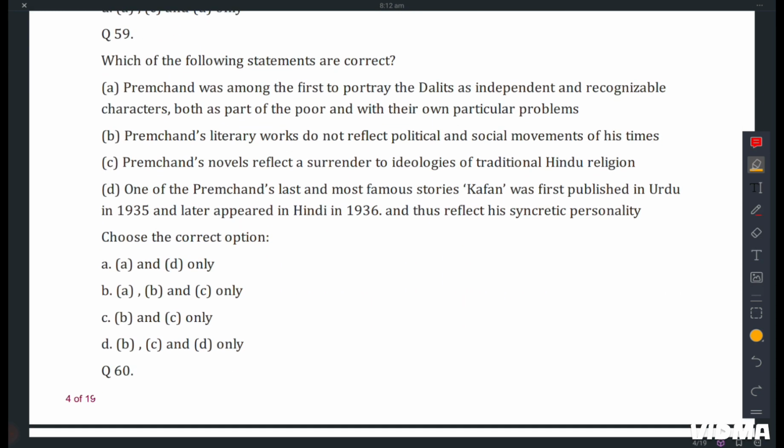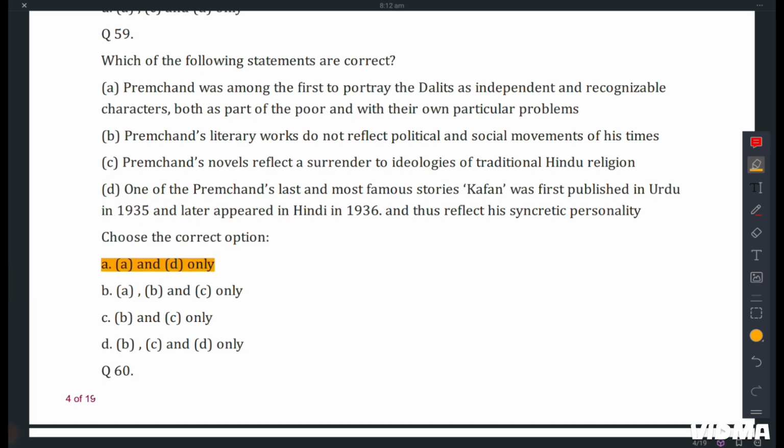Question number 59. Which of the following statements are correct? Premchand was among the first to portray the Dalits as independent and recognizable characters, both as a part of the poor and with their own particular problems. Premchand's literary works do not reflect political and social movements of his time. Premchand's novel reflect a surrender to ideologies of traditional Hindu religion. One of Premchand's last and most famous stories, Kafan, was first published in Urdu in 1935 and later appeared in Hindi in 1936. Thus reflect his syncretic personality. Correct answer is A and D only.